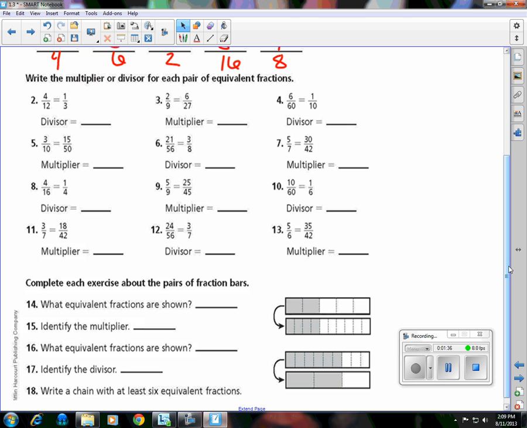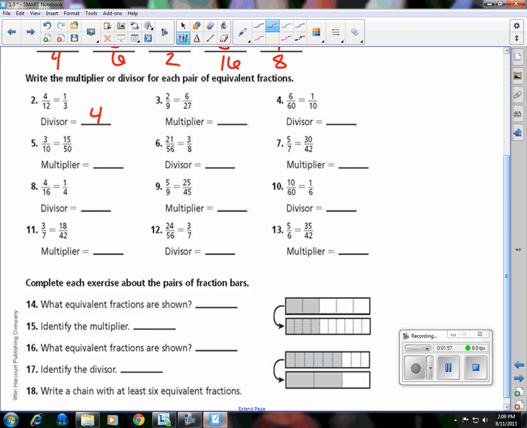So what I do when I do this is I think about, well, how do I take 12 and move it to being a 3? Or what do I do to 3 to get it to 12? If I know my basic facts, I know 3 times 4 gets me 12. So that means my divisor is 4, because 12 divided by 4 is 3.